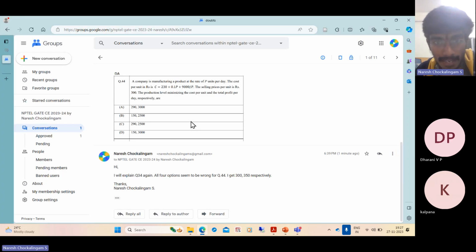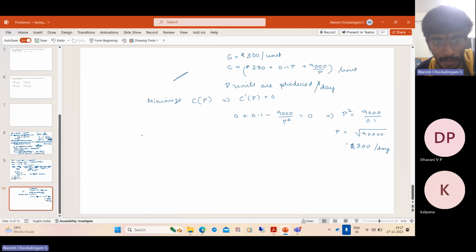And then the second part of the question is total profit per day. So what is the total profit? Total profit is S into P, where S is per unit and we have P units per day. Let us call the profit R. So it is S into P minus C into P.